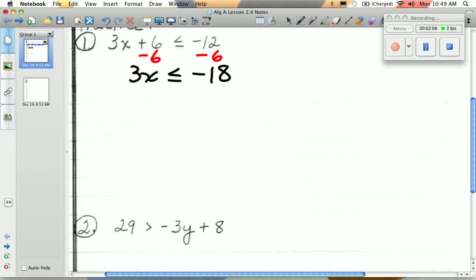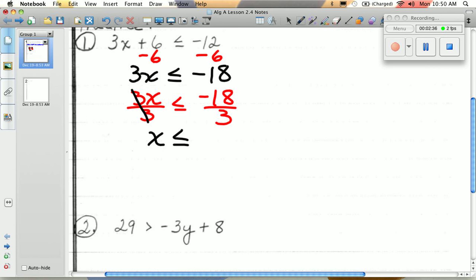Okay. And then what would be our next step in solving this? Divide both sides by 3. So 3x has to be divided by 3, and negative 18 has to be divided by 3. Did we divide by a negative? No. We're going to divide into a negative, but that doesn't matter. We're not dividing by a negative. So we can say x, and we leave the symbol going the direction that it is.